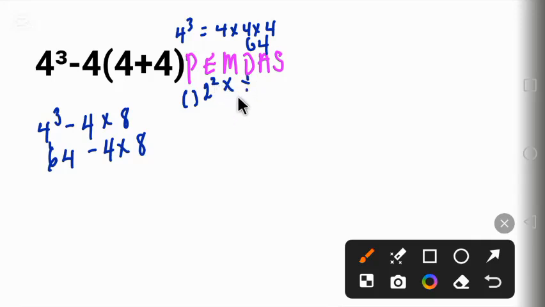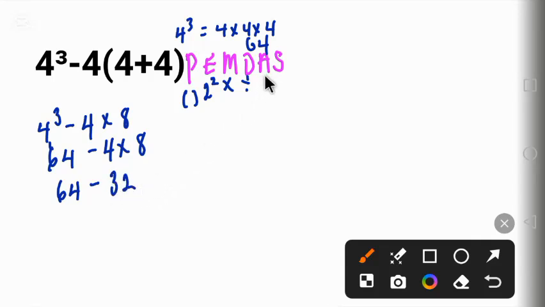We work from left to right. Looking at this from the left, the first one is multiplication. So we are working minus 4 times 8. So we have 64 minus 4 times 8 will give us minus 32.